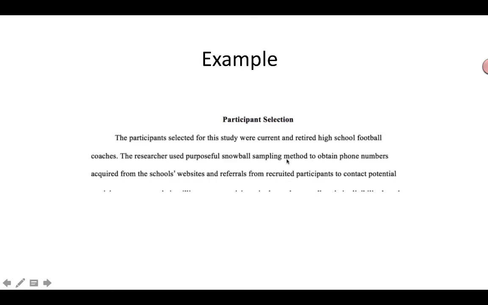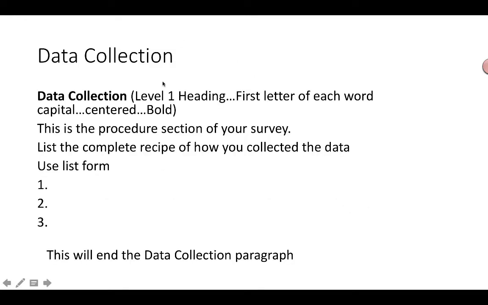Again, here's what the paragraph should look like on your page. Data Collection. Level 1 heading. This is the procedure section of your survey. List the complete recipe of how you collected your data.